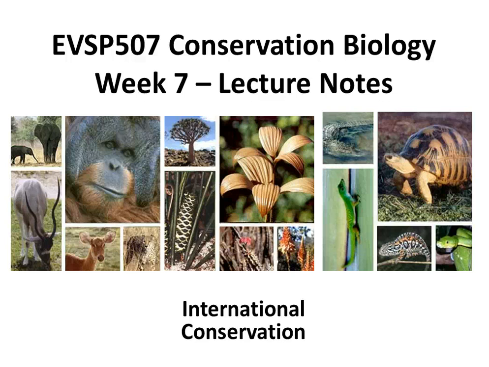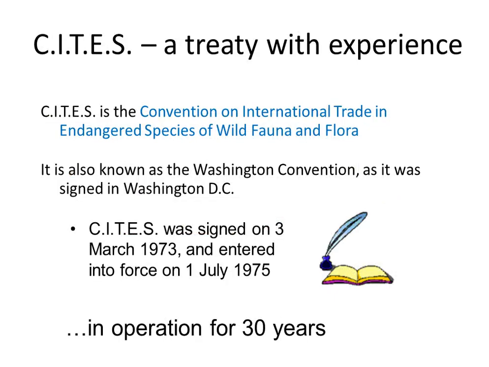Welcome to Week 7. Our topic this week is international conservation. CITES is a treaty with experience. CITES stands for the Convention of International Trade in Endangered Species of Wild Fauna and Flora. It is also known as the Washington Convention, as it was signed in Washington, D.C.